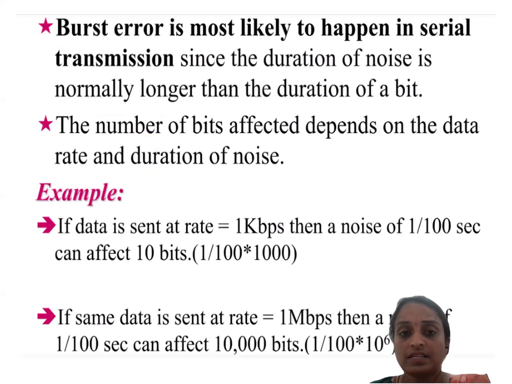Burst errors are most likely to happen in serial transmission since the duration of noise is normally longer than the duration of a bit. The number of bits affected depends upon the data rate and the duration of the noise. Here some examples are mentioned. If data is sent at the rate of 1 kilobyte per second, then noise of 1/100 second can affect 10 bits.